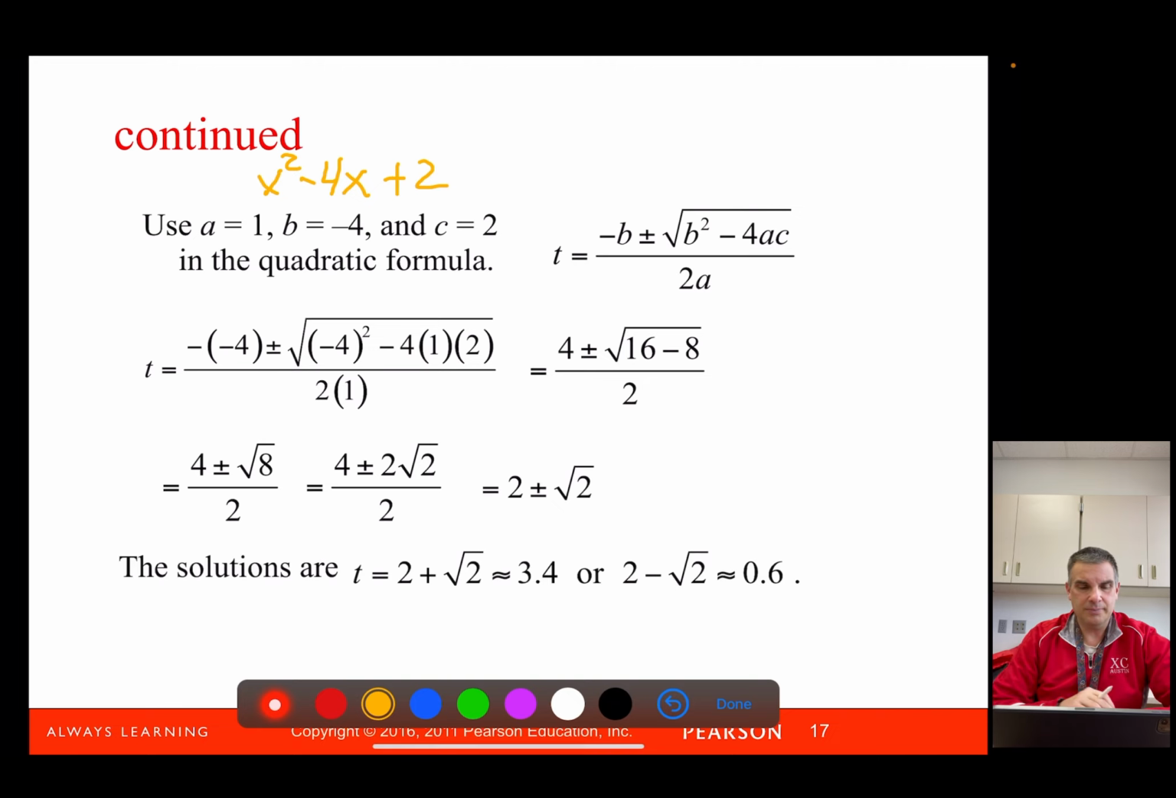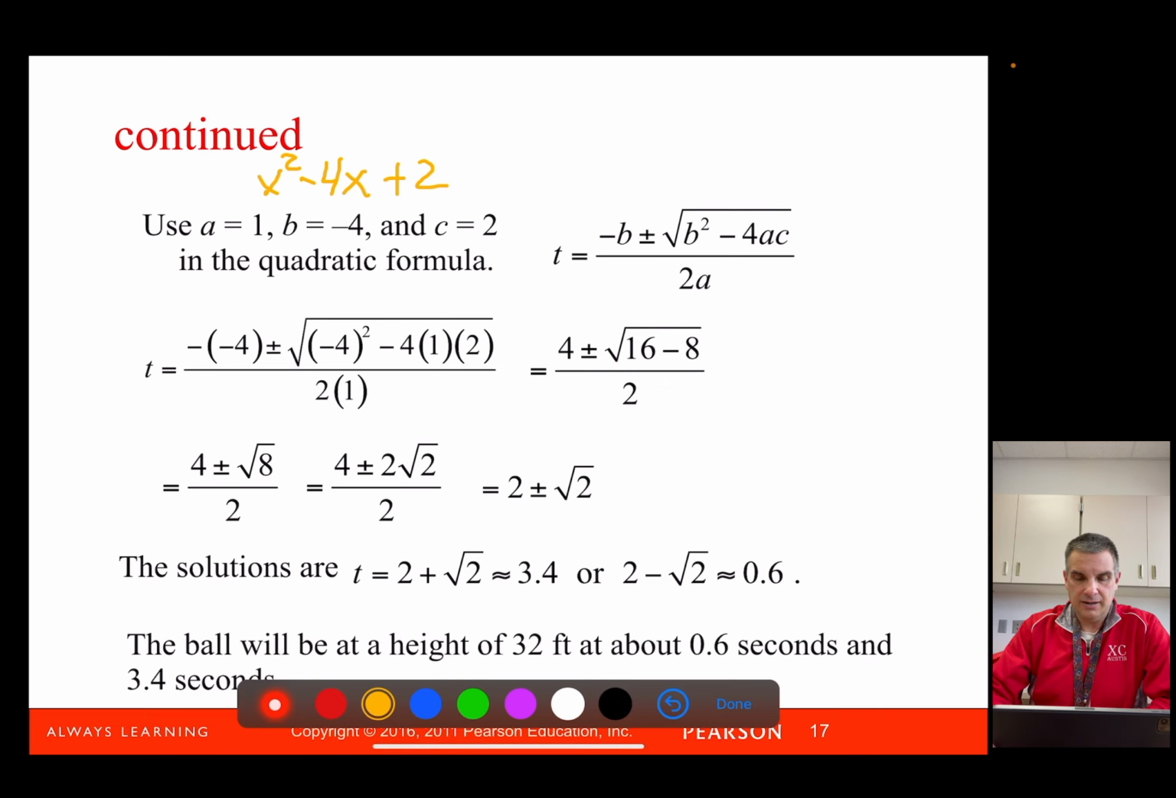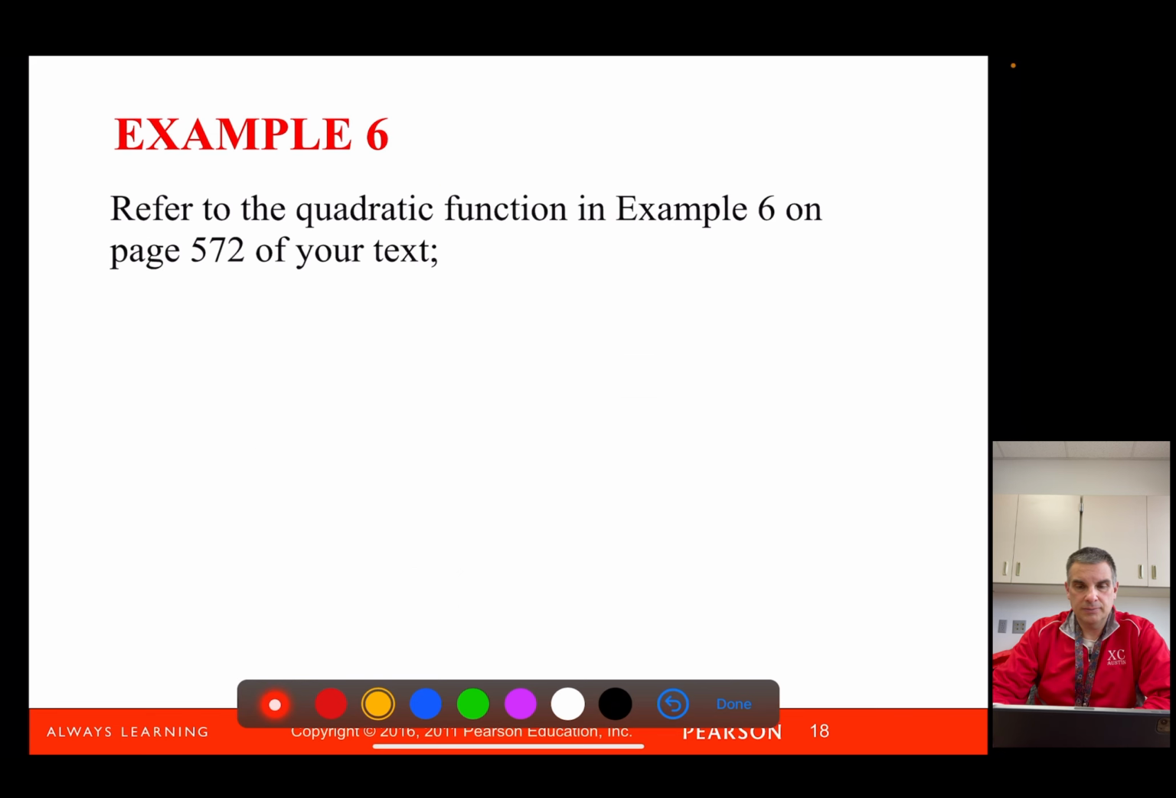So the time that it's going to be is either 2 plus the square root of 2 or 2 minus the square root of 2. So approximately 3.4 or 0.6 seconds is what it's going to be in the air. So the ball at a height of 32 is at about 0.6 seconds and 3.4 seconds. Okay, and you're done with that question.